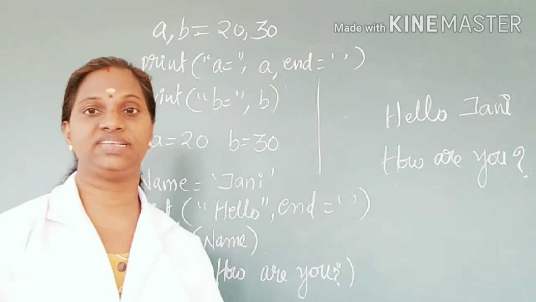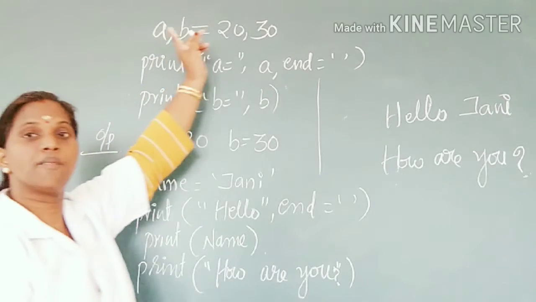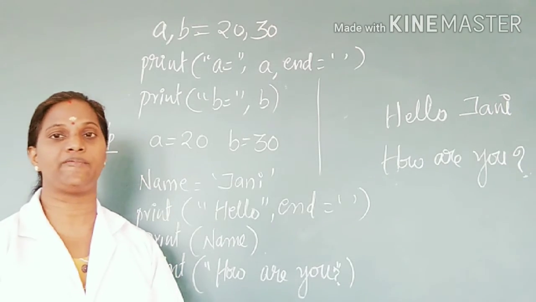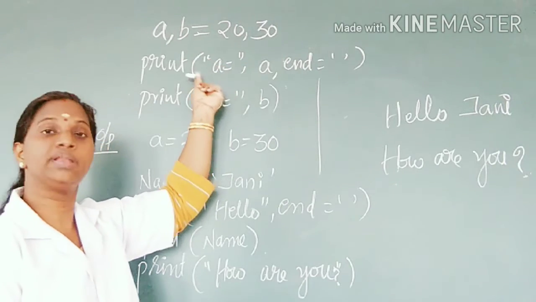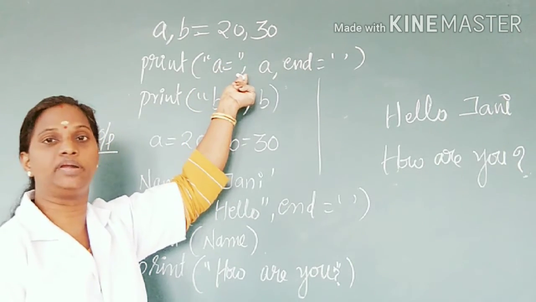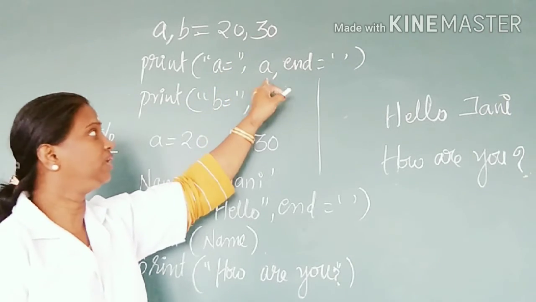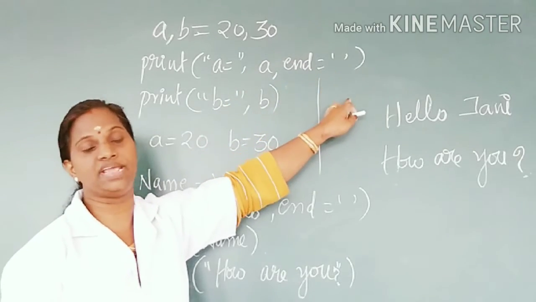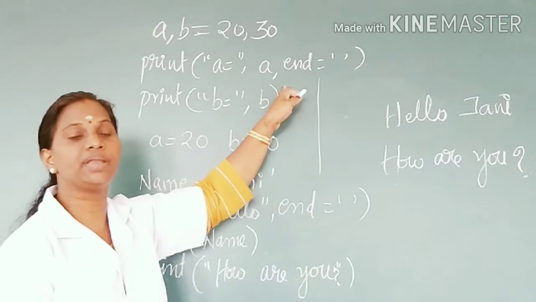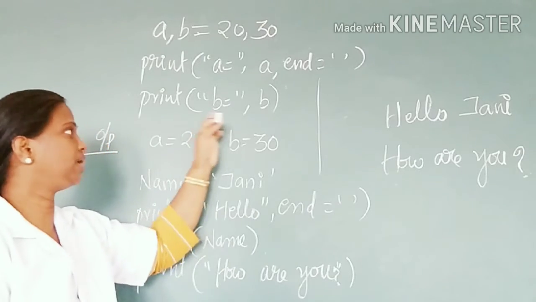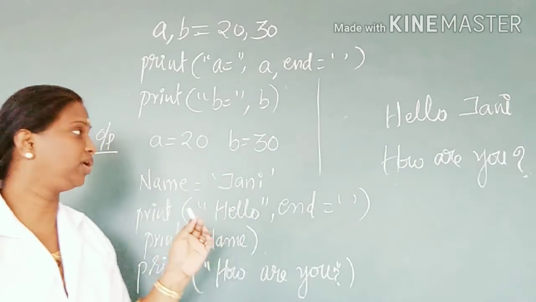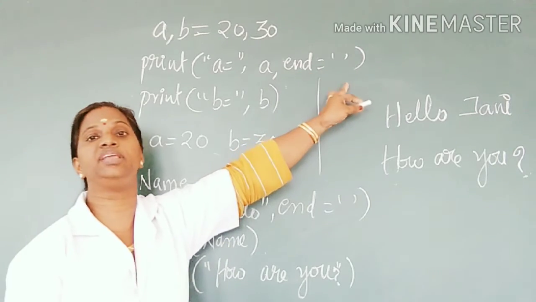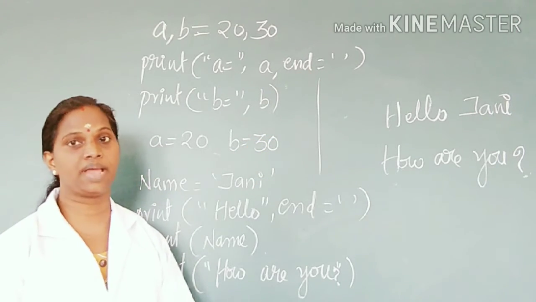Okay. Let us discuss 2 more examples. See here, a comma b equal to 20 comma 30. So the first value 20 will be assigned to a and the second value 30 will be assigned to b. See the next statement: print a equal to, this one is in double quotes, so this a equal to will be printed. Here a, no double quotes, so the value stored in this variable will be printed. End equal to space. That's why after this statement, one space will be added. The next statement is b equal to, b. So what will be the output? You will get a equal to 20, then space, then b equal to 30. This space is because of this end equal to space. Clear?